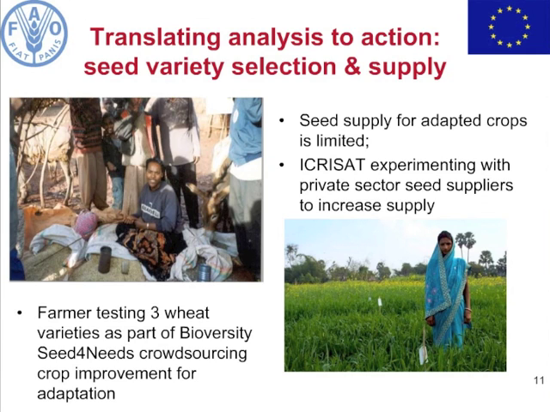So let's say we look at that maize yield data and the coefficient of variation of rainfall. We decide that there are certain kinds of maize varieties that we want to get out to a certain area. Well, you need to develop the seed supply, and in some cases, for example, ICRISAT was experimenting with private sector seed suppliers. And there are also information flows coming back from the farmers up to the policymakers, with Bioversity having a program called Seeds for Needs, where they crowdsource. They give the farmers cell phones so that they can send back information about how the seeds do under the specific conditions.